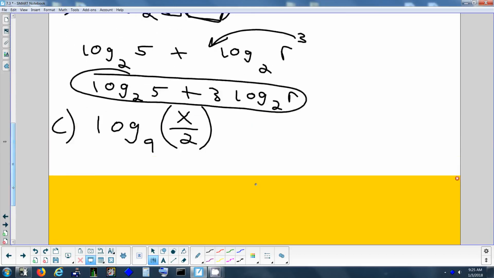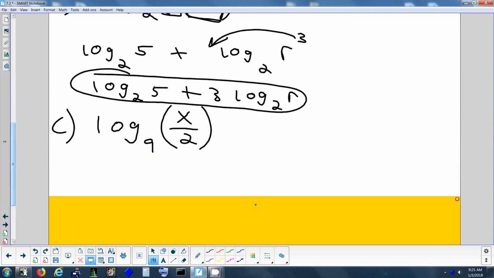Let's try this one. Log base 9 of x divided by 2. Becca, how's this one going to split? Subtraction, yeah, it's going to be subtraction.